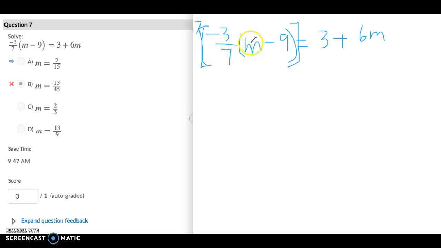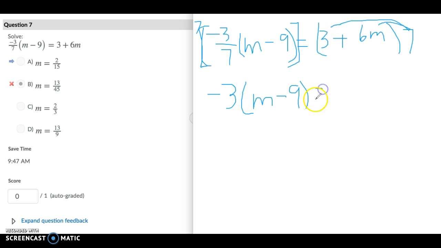If I do this, since it's multiplied together, I'll have a negative 3m minus 9. Isn't that a whole lot easier? Now, if I multiply this by 7, I need to multiply that by 7 as well, which means I need to distribute this through. So 7 times 3 is 21. 7 times 6 is 42m.